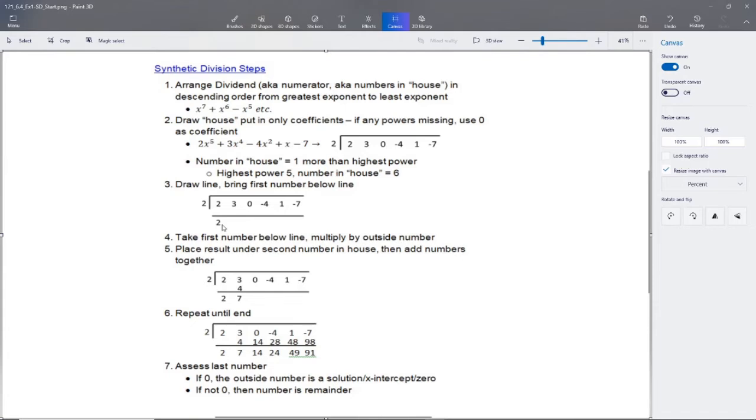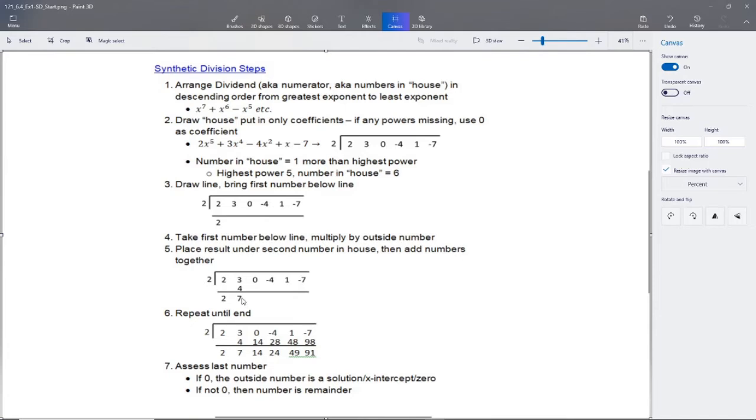For step number 4, we take the first number that's below the line and we multiply it times the number on the outside of the house. So in other words, in our case, 2 times 2 is 4. And as you can see in step 5, we take that number and we place it under the next number in the sequence here. So that 4 would go under the 3 in this case. And then we add those numbers together. 3 and 4 make 7.